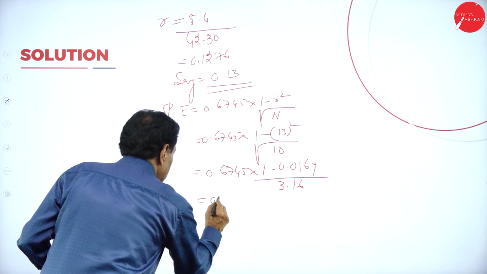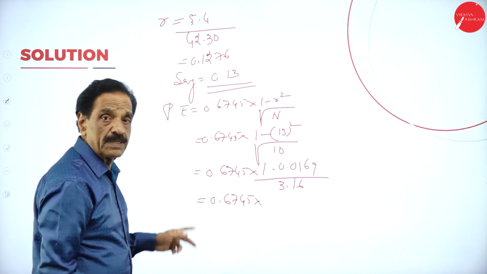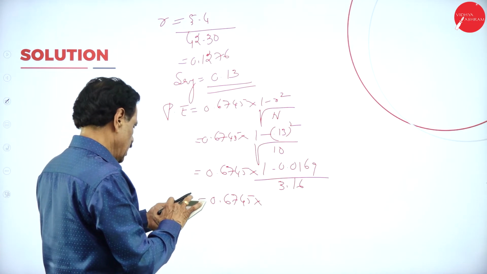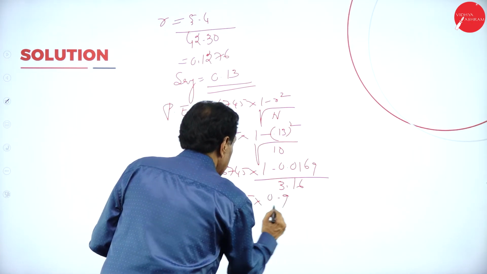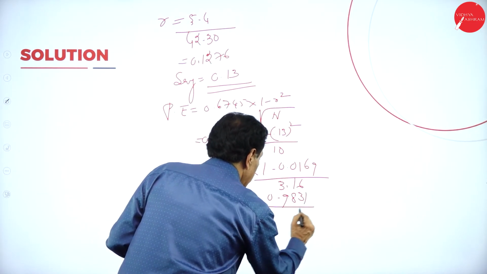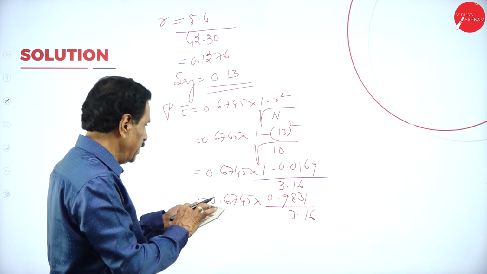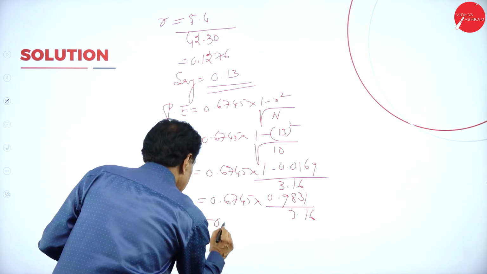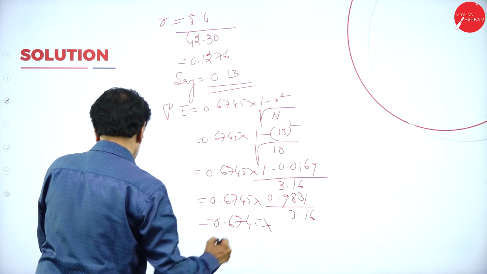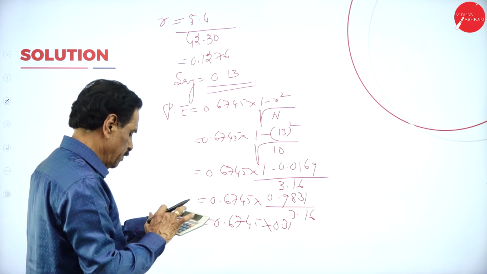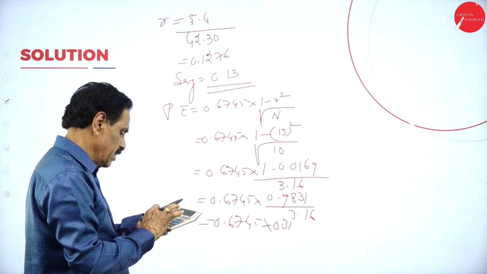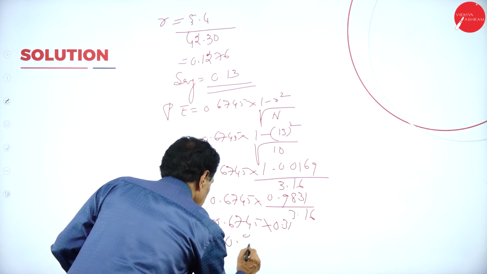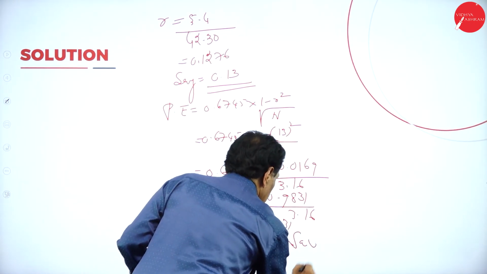This is 0.6745 into 1 minus 0.0169, which is 0.9831, divided by 3.16, which is 0.31. Then 0.6745 into 0.31 is 0.209, say 0.2.